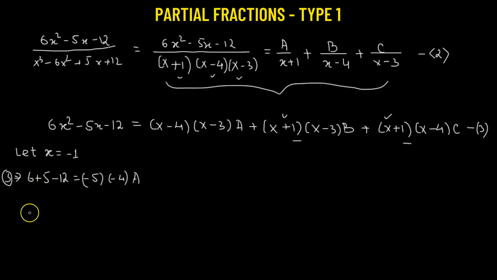So 6 plus 5 minus 12, that's -1. -5 times -4, so that's +20 times a. So the value of a is -1 over 20.